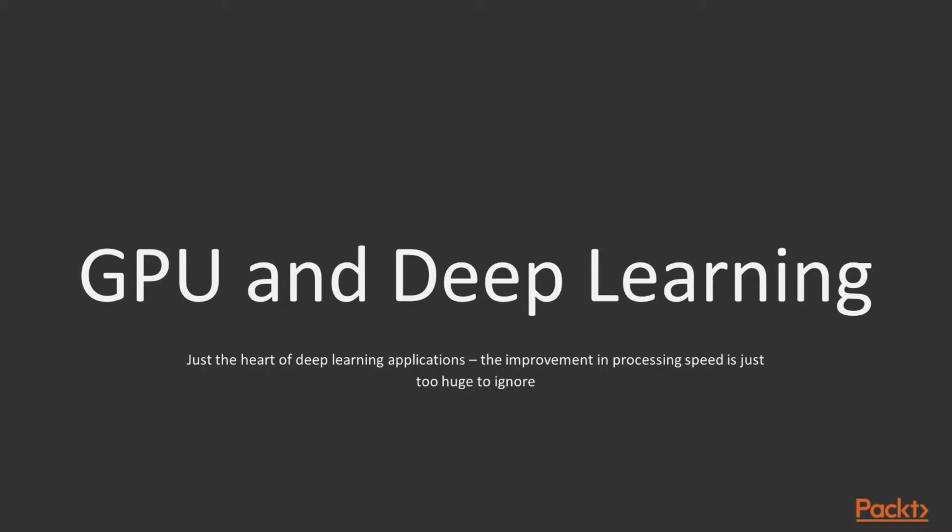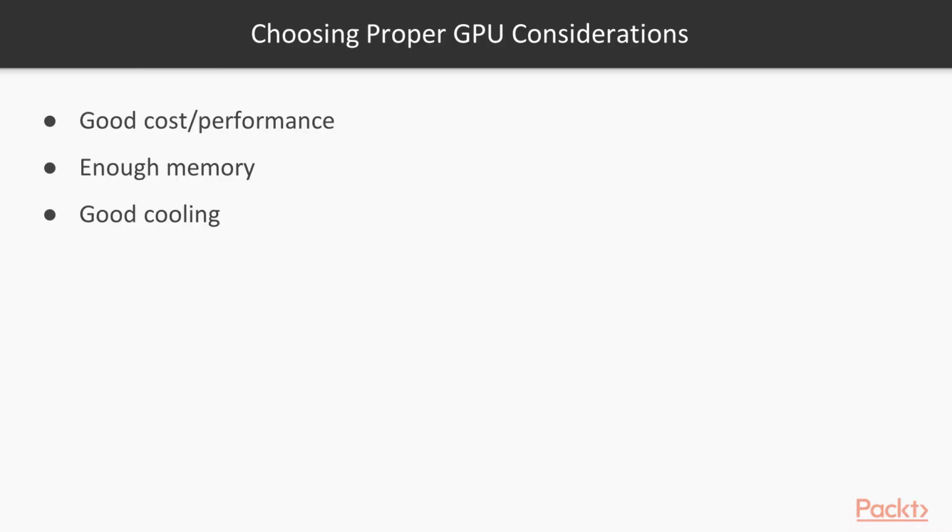GPU is just the heart of deep learning applications. The improvement in processing speed is too huge to ignore. So what does GPU give us? It has good cost performance. Compared to the performance that you will achieve using a standard CPU and memory approach, when you use GPU, it will be more cost effective and you will also achieve higher performance.